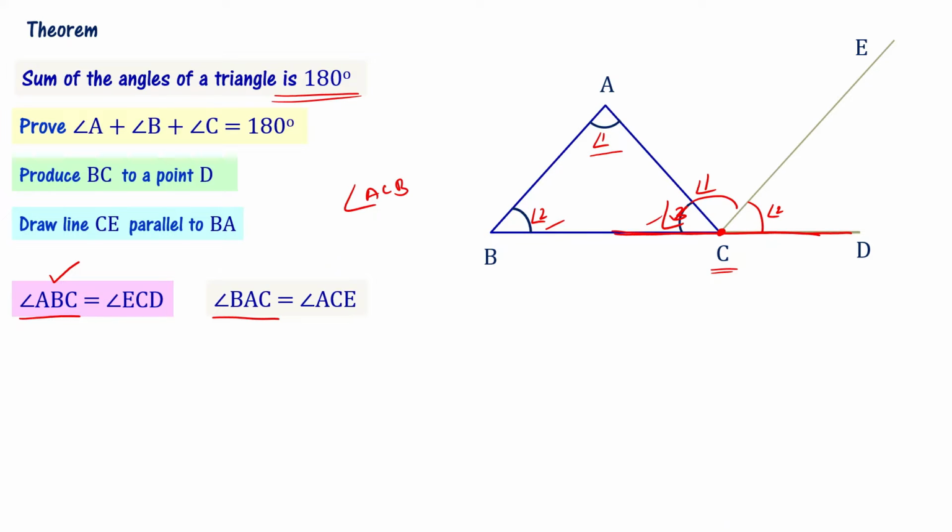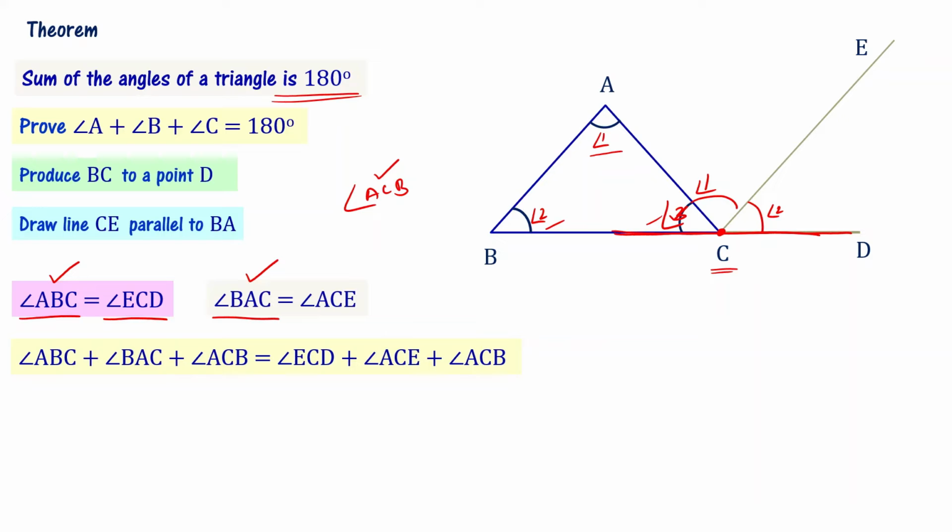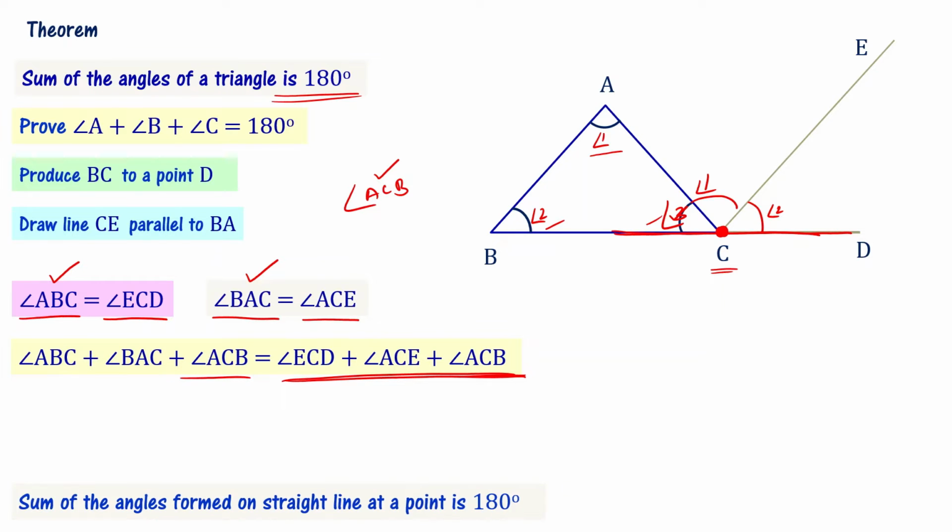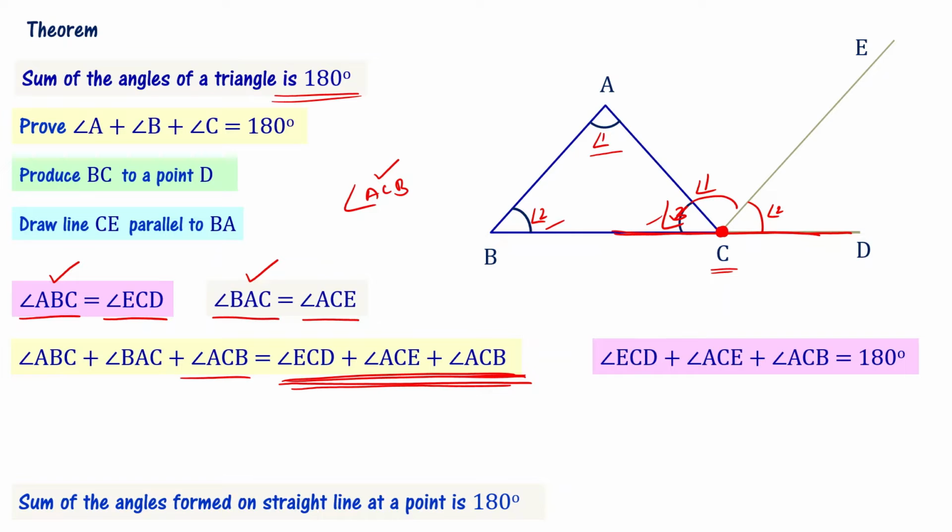Sum of these, angle ABC plus angle BAC plus angle ACB, is going to be equal to angle ECD plus angle ACE plus angle ACB. What are these three angles? These three are the angles at this particular point on a straight line. We know that the sum of the angles formed on a straight line at a point is 180 degrees. It means these three angles sum to 180 degrees: angle ECD plus angle ACE plus angle ACB is equal to 180 degrees.